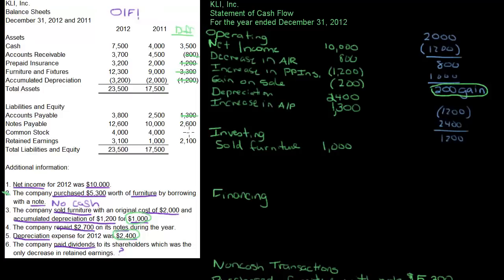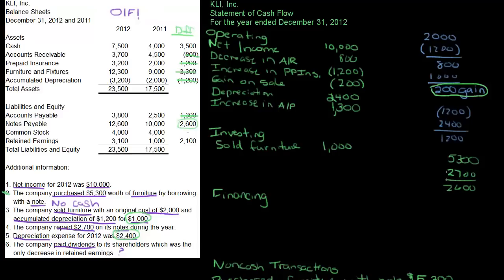Next, notes payable. Well, we had something about notes payable in here, right? So let's see. We purchased the furniture by borrowing on the note. So that increases my note by 5,300. And then number 4 says the company repaid 2,700 on its notes during the year. So that reduces my balance by 2,700, which gives me a change of 2,600. And that agrees to this. So my change was 2,600.